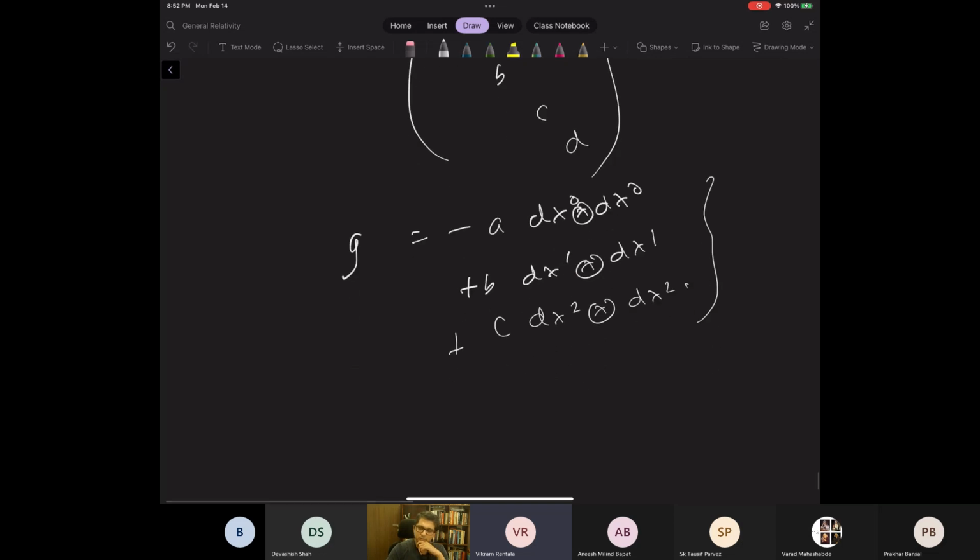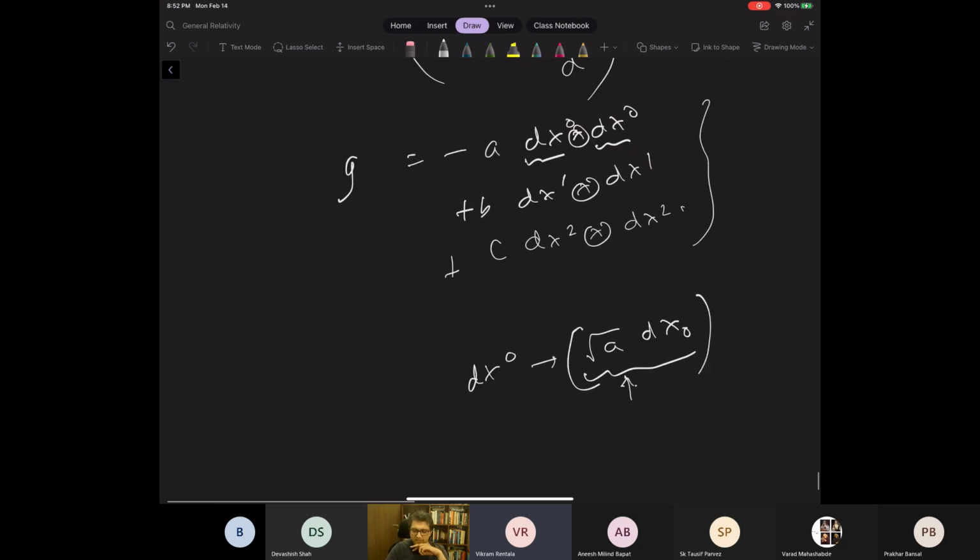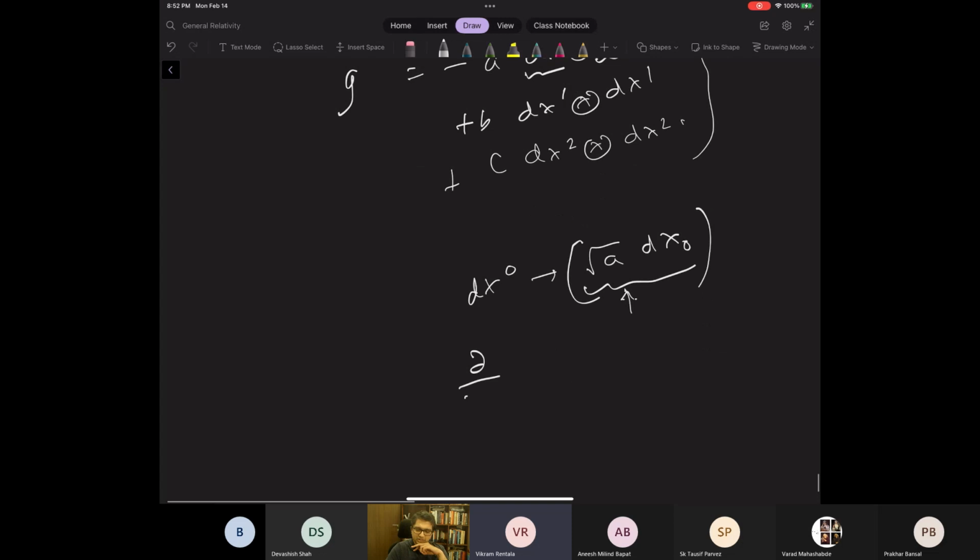Now all I can do is rescale my basis vectors, or equivalently rescale my dual basis vectors. I can rescale dx0 to square root a times dx0. I can always change my basis vectors, and the way I can do this is by changing partial x0. I want to preserve this inner product. Let me call this dx0 prime. So I want to preserve the inner product of dx0 dx0.